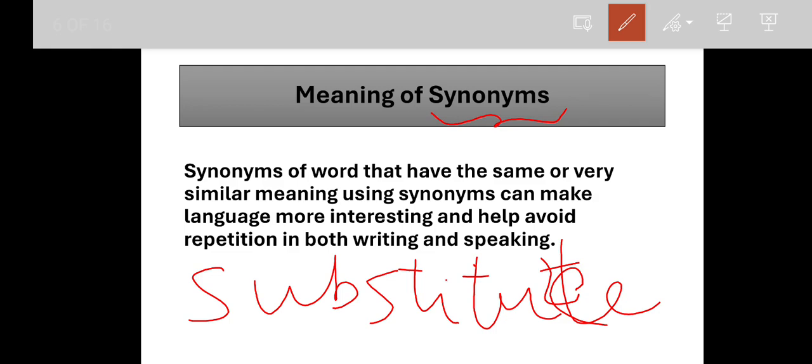Synonyms are words that have the same or similar meaning. Using synonyms can make language more interesting and help avoid repetition in both writing and speaking. So if you know many synonyms, it will make your speech or writing very enjoyable. Now for example, Amma, if she makes rice and sambar daily, we won't like to eat it. So it's like eating variety.